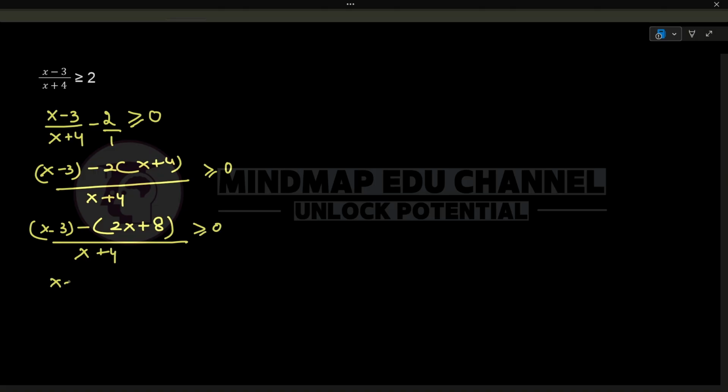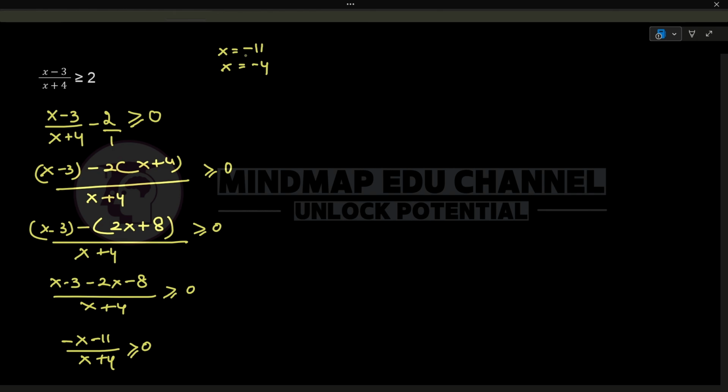Now open the brackets, the sign will change. So minus x minus 11 over x plus 4 greater than or equal to 0. So from the numerator, we will get the value x equals minus 11, and from the denominator, we get x equals minus 4. Clear? So now, let's plot them on the number line.